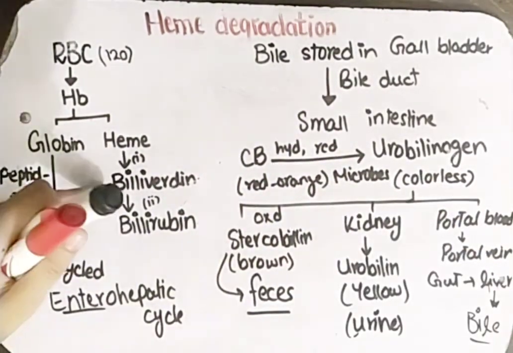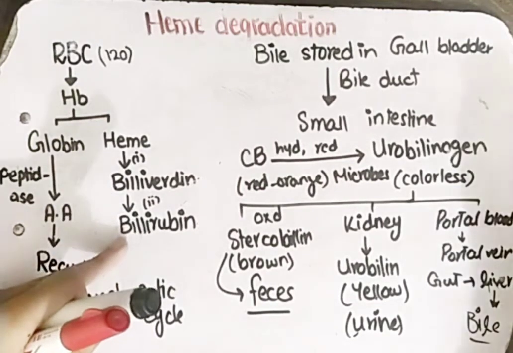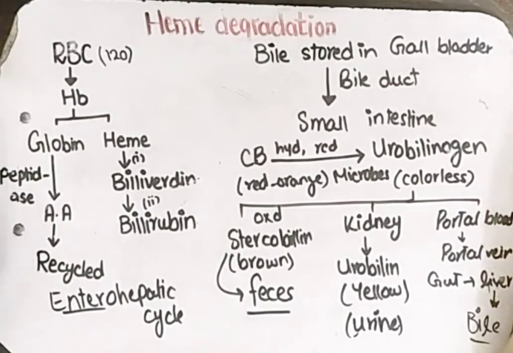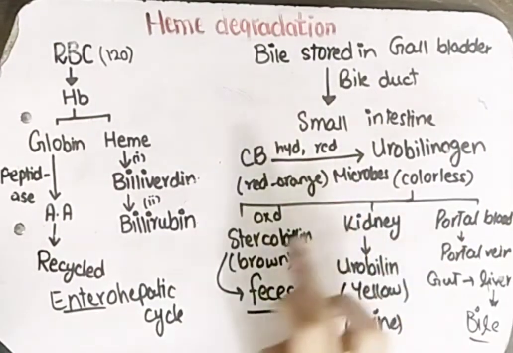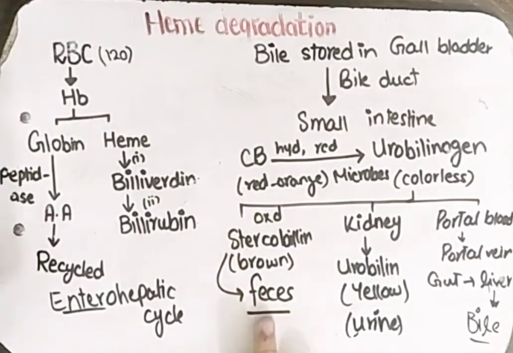Do remember, heme was red, biliverdin was green, bilirubin was red-orange, and this urobilinogen is colorless. Now there are three fates of urobilinogen. It can be oxidized into stercobilin. The stercobilin appears in feces and gives the brown color to the feces.